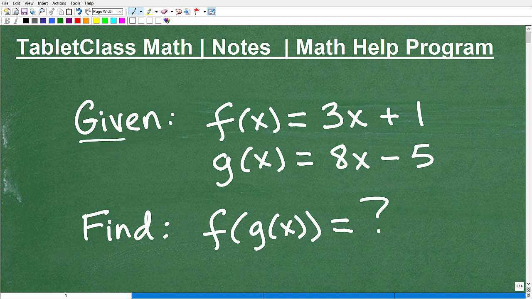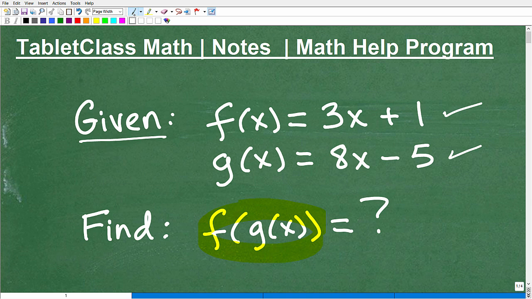Okay, so given f of x is equal to 3x plus 1 and g of x is equal to 8x minus 5, I'd like you to find f of g of x, okay? And hopefully most of you out there recognize that the topic of this video is composite functions.